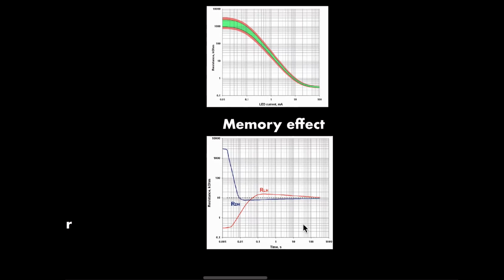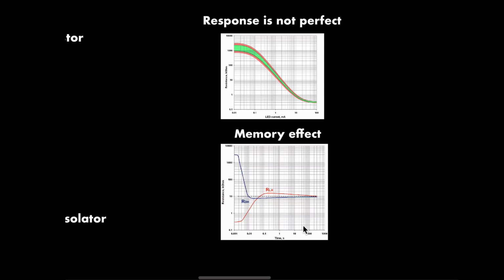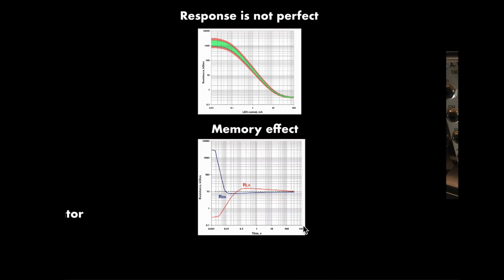What happens is that you cannot control it with a very fast control signal, let's say an audio rate oscillator. You can control it maybe with an LFO, but not with an audio signal. So Vactrols are very cool.